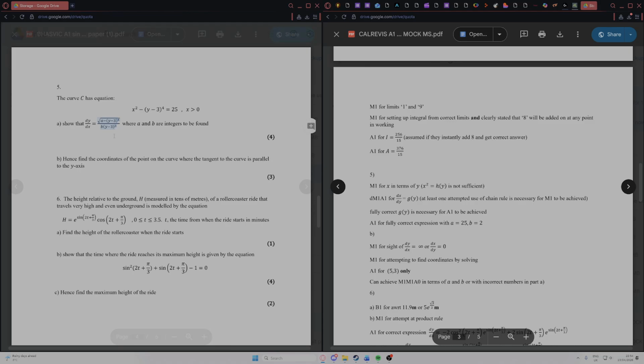So your dx/dy will be 1 over this, by the way, because that's the rule you have to use. dy/dx equals 1 over dx/dy. And then you're going to find your dx/dy, do 1 over that, and get your final answer.